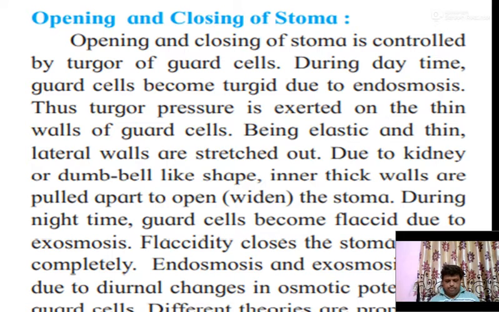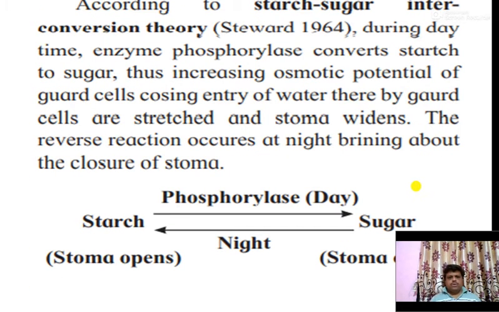So this can be represented by this particular diagram. Due to the phosphorylase enzyme, starch gets converted into sugar, and due to this, turgor pressure increases and the stoma opens during daytime. This process reverts at night, when sugar gets converted into starch again. So this is simply regarding the opening and closing process, a theory proposed by Stewart in 1964.